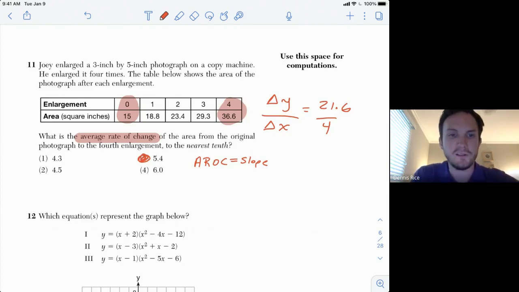Why did I circle 0, 15? This one was a little vague, I guess, but it said original photograph. So if there's no enlargement, that is the original photograph. And then it says the 4th enlargement. So 1, 2, and 3 here are pointless. You don't do anything with the 1, 2, 3.